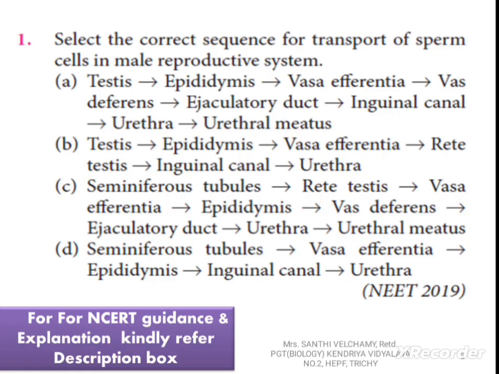Now let us go inside the MCQs. Here a sequence of sentences has been given, but it is not arranged properly. You have to select the correct sequence for transport of sperm cells in the male reproductive system. You see all the sequences: first sequence A, second B, third C, fourth D. So you have to find out what is the correct sequence.